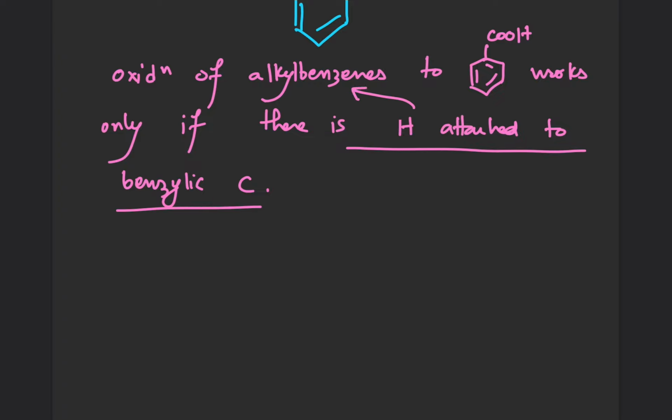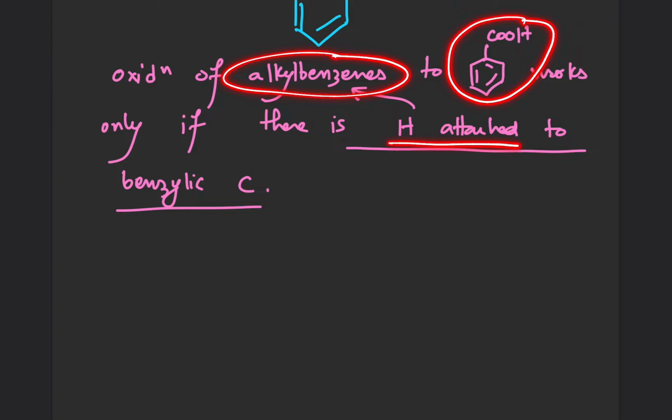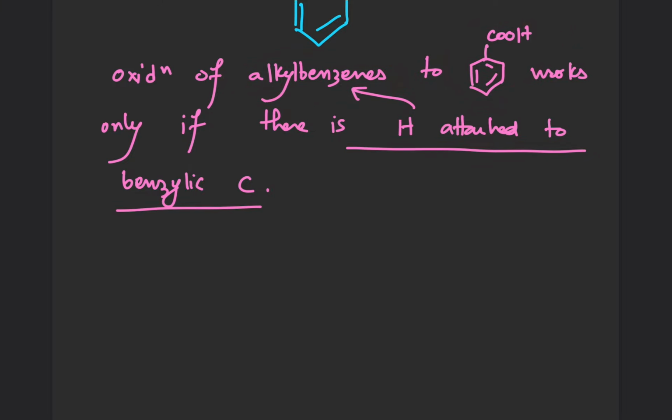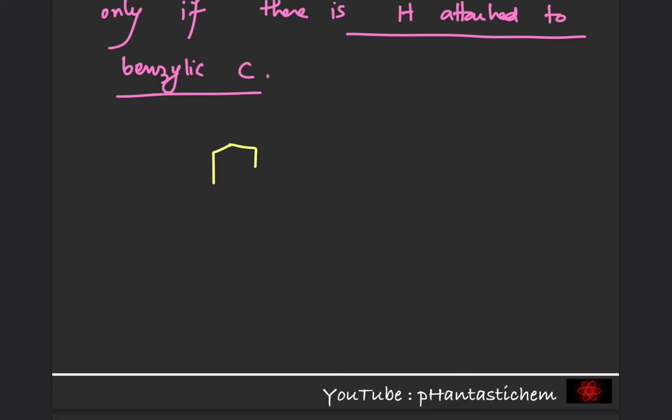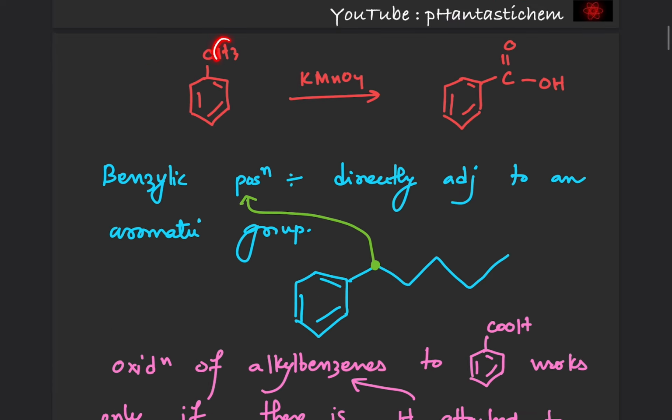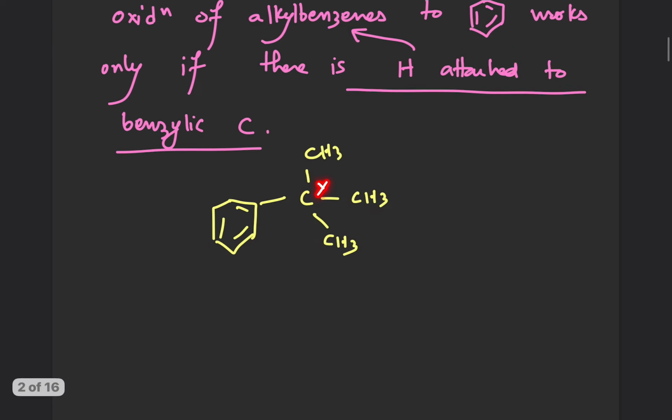So this guy will be oxidized to your benzoic acid only if it contains a hydrogen attached to the benzylic carbon. Okay, so for example, let's say we have this alkyl benzene, that is benzene ring C, CH3, CH3 and CH3. So can you see there is a benzylic carbon, but there is no benzylic hydrogen, right? In toluene there were 3 of them, right? In this guy there is none. So therefore this guy, upon KMnO4 reagent, no reaction.